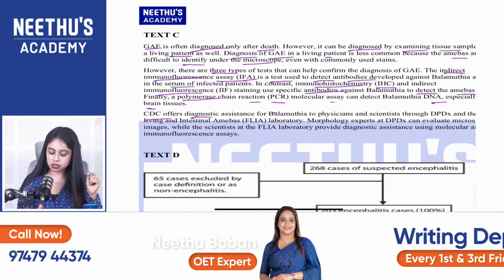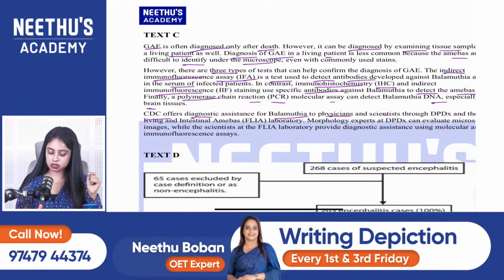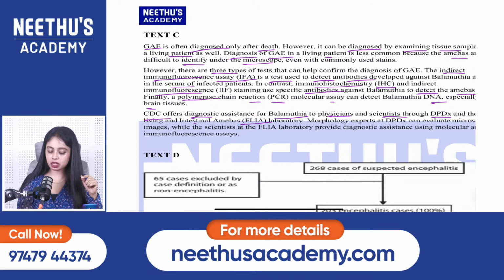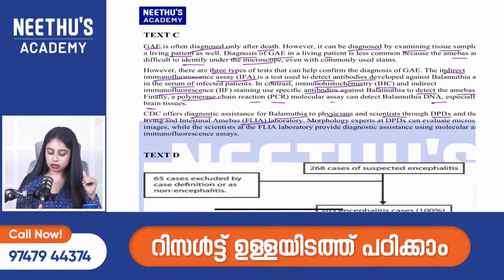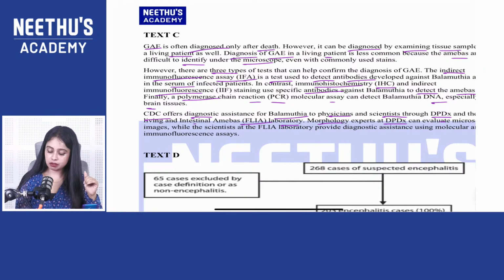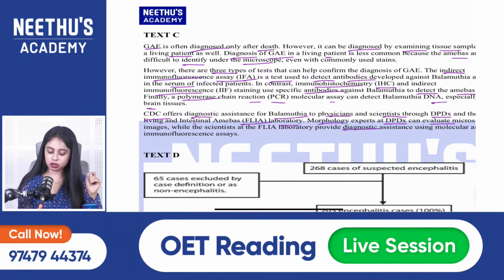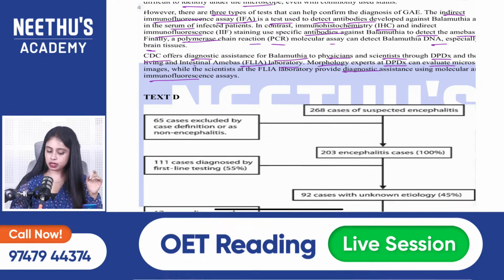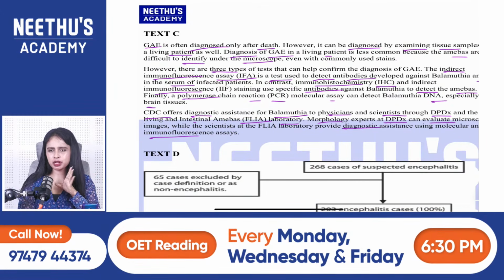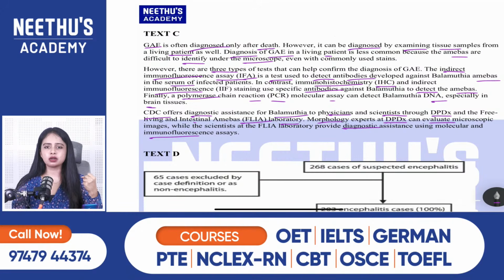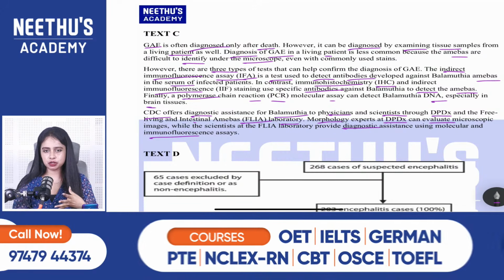CDC offers diagnostic assistance for Balamuthia to physicians and scientists through DPDx and the Free-living and Intestinal Amebas, that is FLIA, laboratory. Morphology experts at DPDx can evaluate microscopic images, while the scientists at the FLIA laboratory provide diagnostic assistance using molecular and immunofluorescence assays. That's all about text C, and it's all about the kind of techniques or diagnostic procedures we can use to look for these particular amoebas.